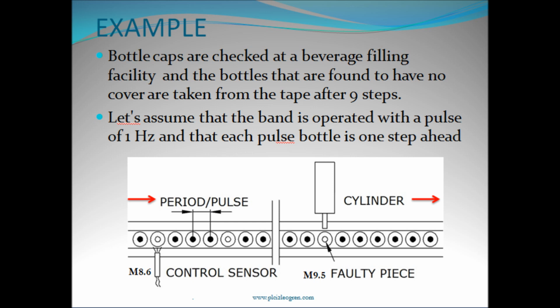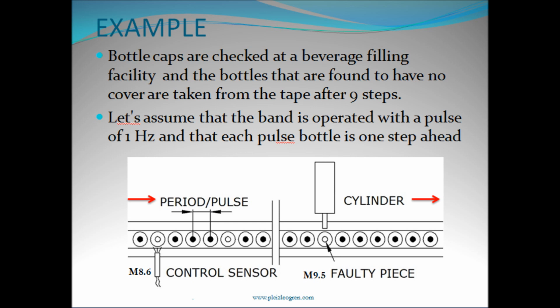1, 2, 3, 4, 5, 6, 7, 8, 9 steps later, this bottle is kicked out through the dispense cylinder. The piston moves down, and what happens when it does is it kicks our faulty bottle out.